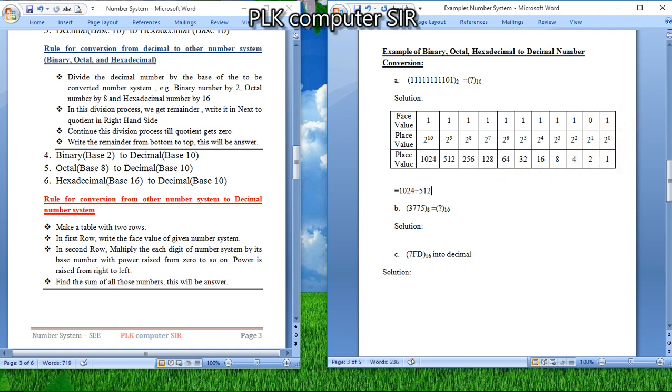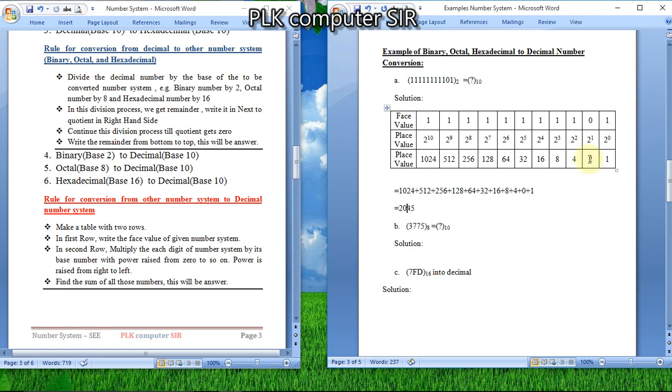So I will write here 512 plus 256 plus 128 plus 64 plus 32 plus 16 plus 8 plus 4 plus, okay, now what it will be, 0 into 2 it will be 0 plus 1. Okay, so let me use the calculator to get 2024 plus 512 plus 256 plus 128 plus 64 plus 32 plus 16 plus 8 plus 4 plus 1. Okay, so the answer is 2045.